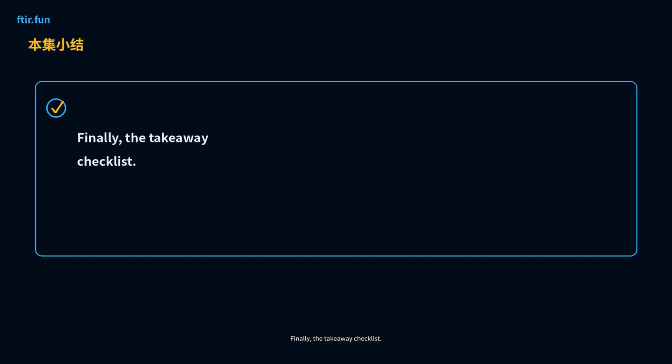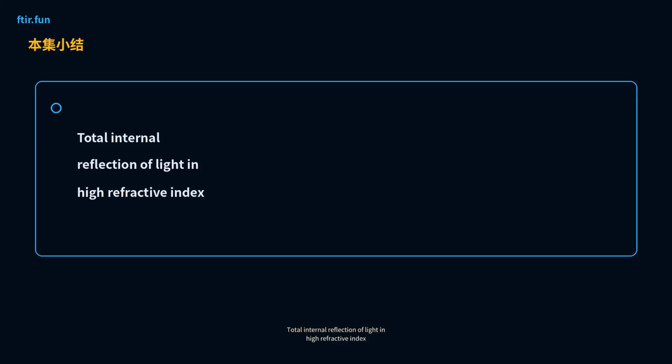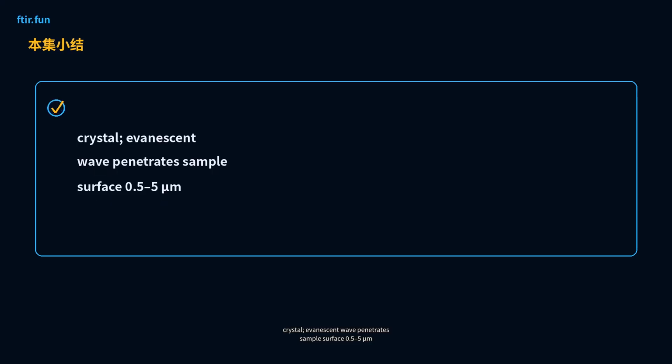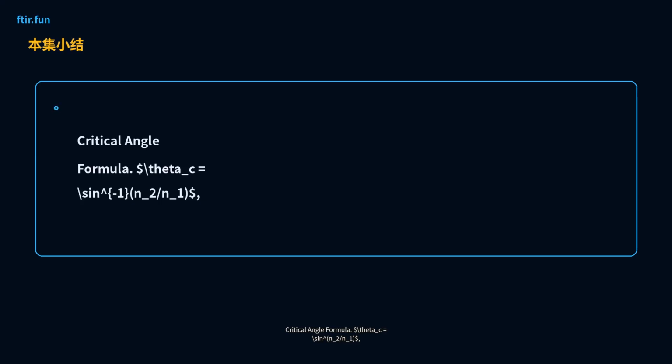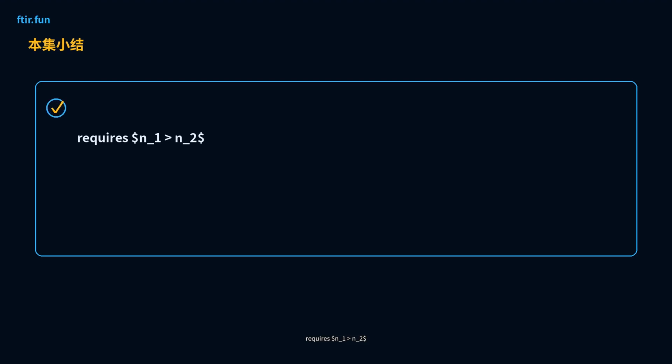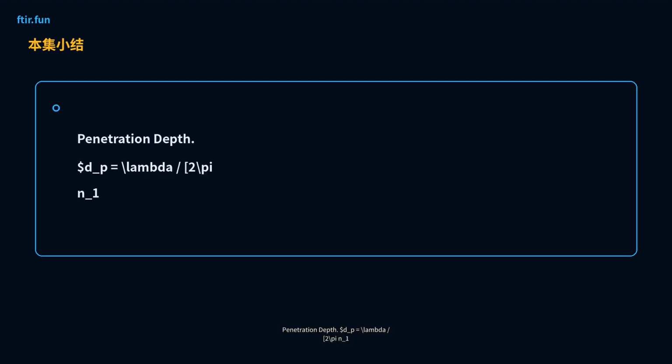Finally, the checklist. Make sure you can recall each item. Core knowledge points. Key points. ATR principle: total internal reflection of light in a high refractive index crystal. Evanescent wave penetrates sample surface 0.5 to 5 micrometers. Critical angle formula: theta c equals arcsin of n2 over n1. Requires n1 greater than n2.